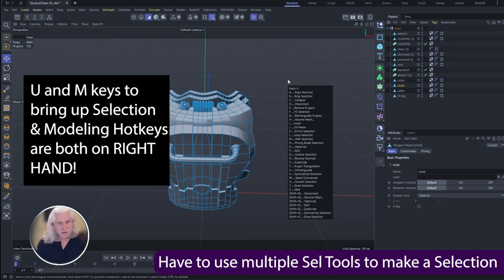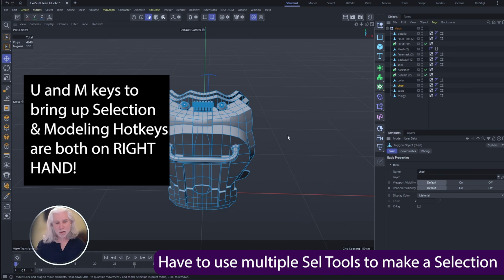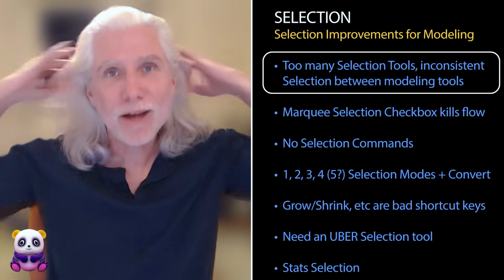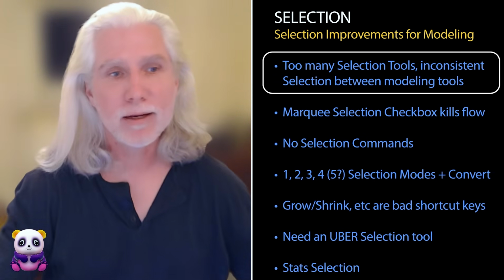And again, the U key is not handy. I have to look at the keyboard really to do that, unless you've gotten really good at finding the U key with the index finger of your left hand. You're probably looking at the keyboard. You don't want to look at the keyboard when you're modeling. It takes you right out of the flow state, right?